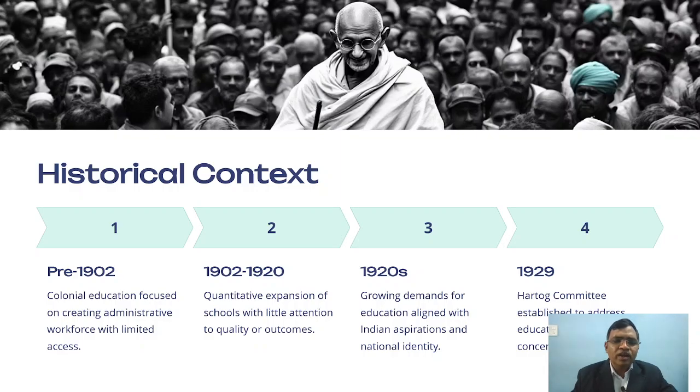Pre-1902, colonial education focused on creating an administrative workforce with limited access. From 1902 to 1920, there was quantitative expansion of schools with little attention to quality or outcome. They established any number of schools, colleges and universities, but there was no quality. In 1920, the growing demand for education aligned with Indian aspiration and national identity. In 1929, the Hartog Committee was established to address educational quality concerns. There was rapid growth of education institutions, but the quality decreased. So the Hartog Committee came into the picture to ensure quality in the education system.